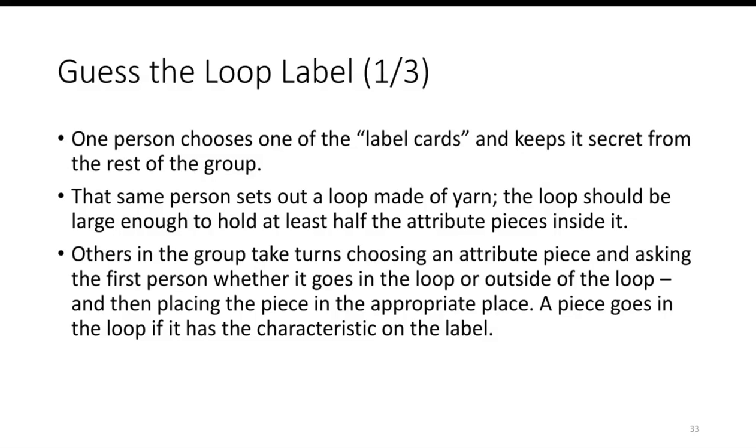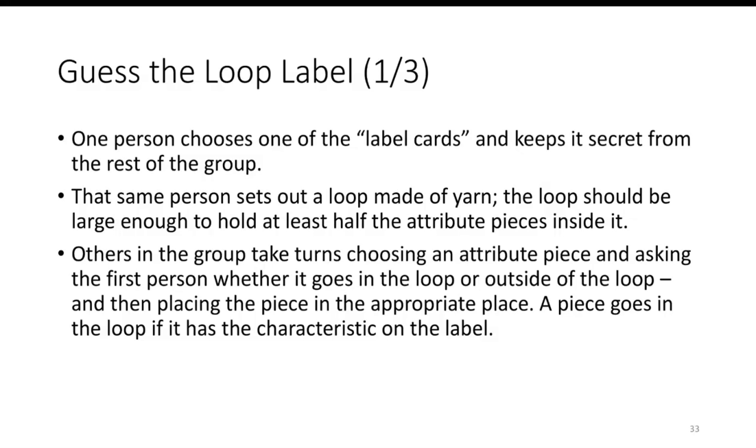All right, so the first activity is guess the loop label. One person chooses one of the label cards and keeps it secret from the rest of the group. That same person sets out a loop made of yarn. The loop should be large enough to hold at least half the attribute pieces inside of it.